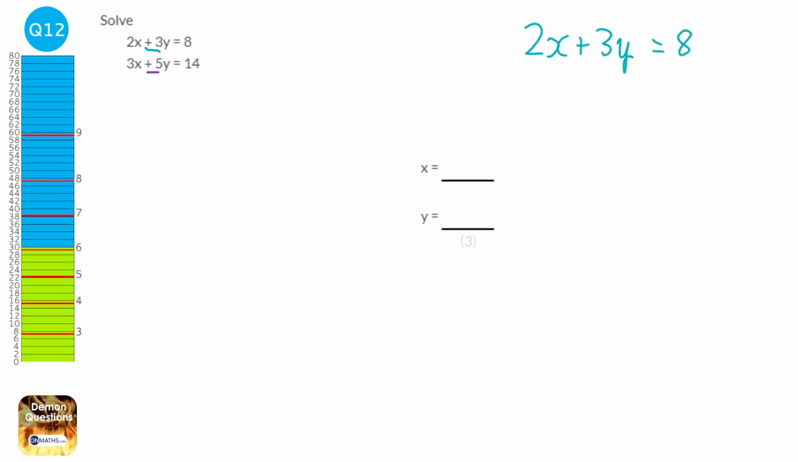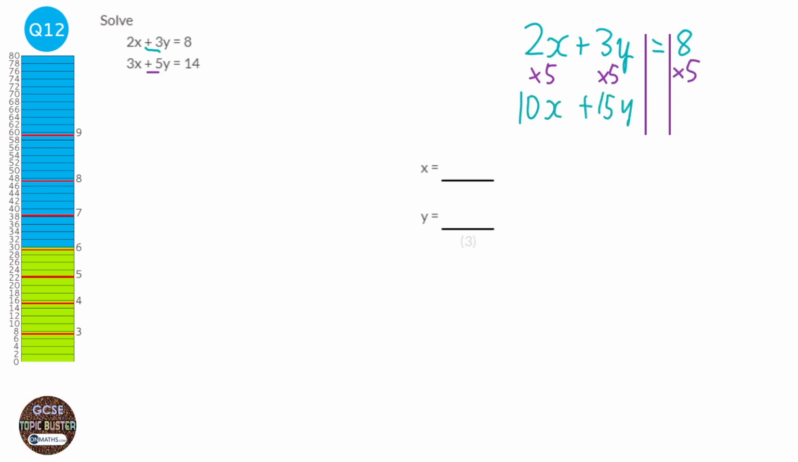And go get my lines in. Because I'm going to times everything by 5 to make the coefficient of the y to be 15, because that's what we've decided to do. So we've got 10x plus 15y equals 40.